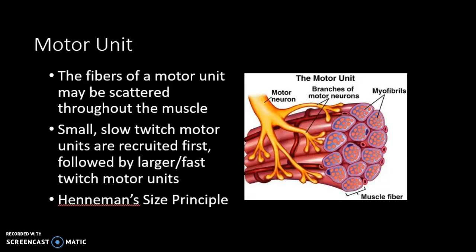Now the fibers of a motor unit may be scattered throughout the muscle, and when we recruit muscle, it's based off the Henneman size principle. So we recruit small, slow twitch motor units first, followed by the larger, fast twitch motor units second. It would be highly inefficient, when picking up something really light, to fire fast twitch motor units, because those are going to be stronger and more powerful when it's just a really light cup.